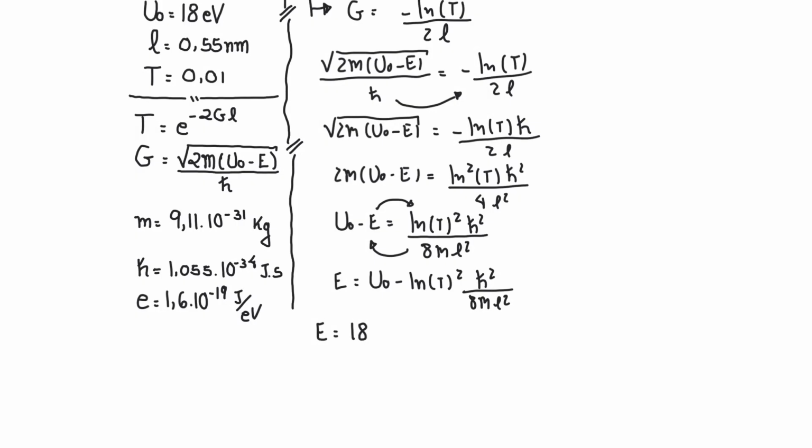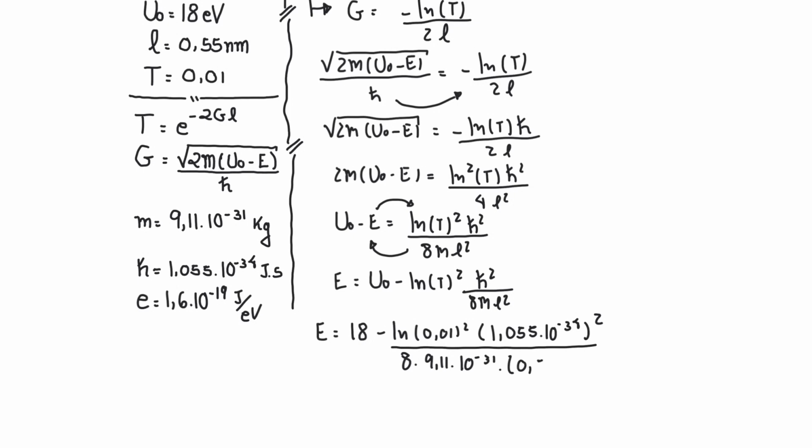In order to convert from electron volts to joules, we would have to multiply by the electron charge, but the electron volts is fine for this question. So we have 18 minus the logarithm of 0.01 squared times h bar squared, which is 1.055 times 10 to the minus 34, and this is squared. And this is all divided by 8 times m, which is 9.11 times 10 to the minus 31, times L squared.